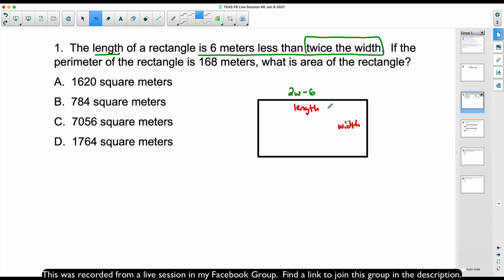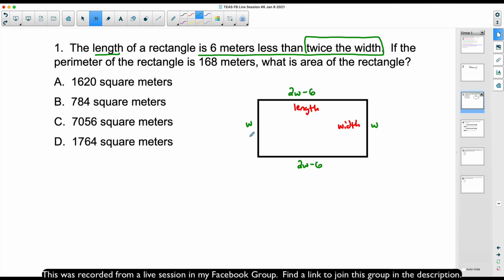6 meters less than twice the width means you need to subtract 6 from that. Think about this. If I said, what is 5 less than 20? 5 less than 20 is 15 because you're subtracting 5 from 20. So 6 meters less than twice the width, that is our length. And since we're talking about a W for the width, I'm just going to put a W over here for the width of our rectangle. Now, how is this stuff going to be helpful? Well, if this is 2W minus 6, this side right here is also 2W minus 6. And if this side over here is W, this side right here is W.